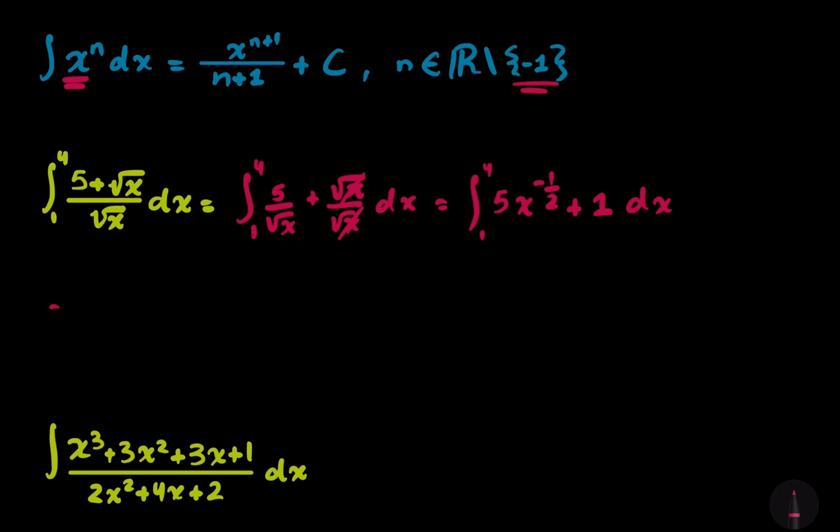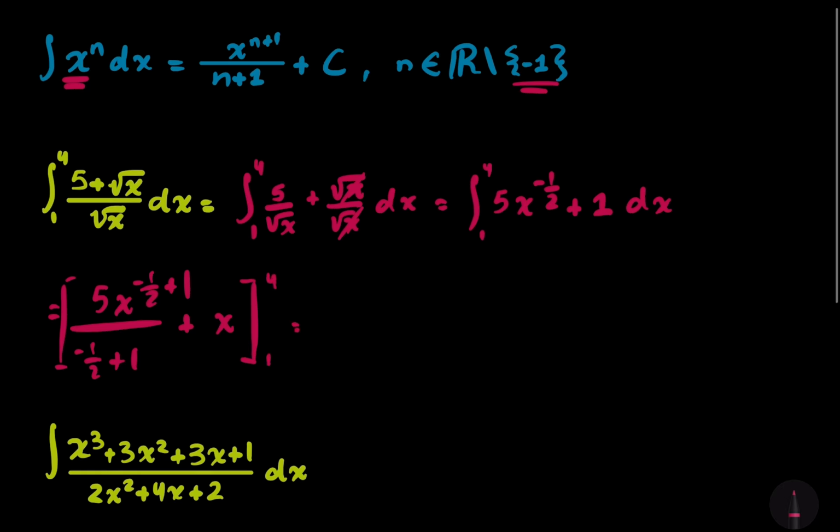This is just going to be equal to, we integrate the first term, that's going to be 5x to the -1/2 plus 1, over -1/2 plus 1. And then this 1 over here is just going to become x, because we know that this is 1 times x to the 0th power. We increment the exponent, and then we divide by that new incremented exponent, and we just end up with x. And here we're going to evaluate this entire expression from x equals 4 to x equals 1.